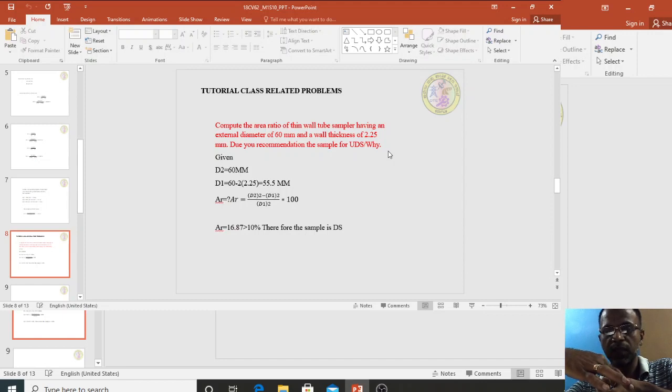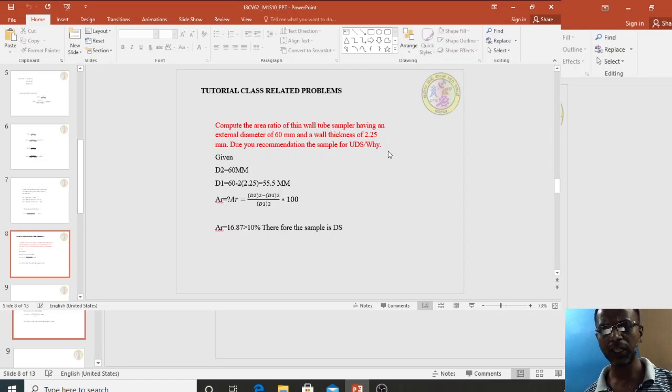So the internal diameter D1 is 60 minus 2 times the wall thickness. If you reduce it, it is 55.5 mm. External diameter D2 is 60 mm. Area ratio is given by the formula D2 square minus D1 square divided by D1 square into 100. If you substitute 60 square minus 55.5 square divided by 55.5 square into 100, it will be 16.87. As we are aware, only if the area ratio is less than 10%, it is a UDS sample. If it is greater than 10%, it is a disturbed sample.